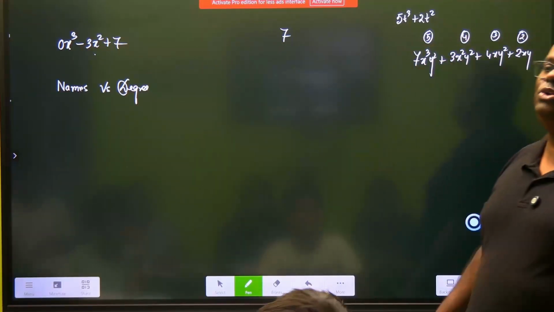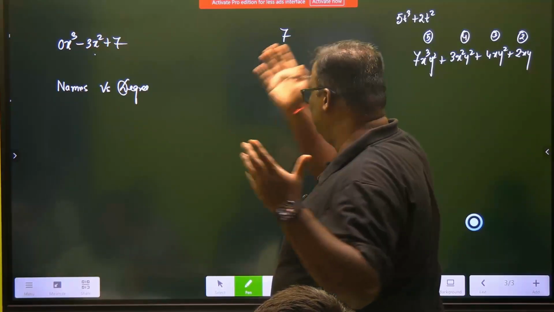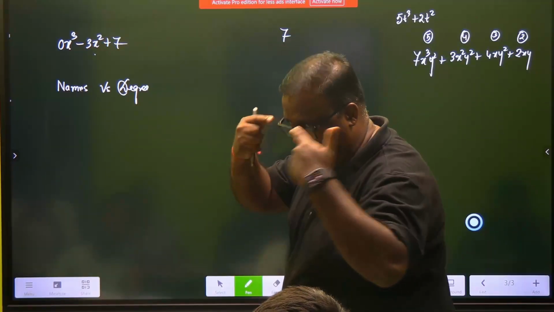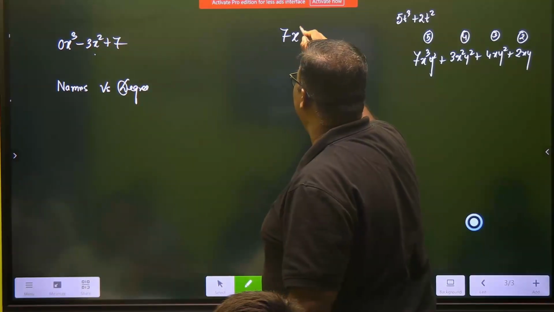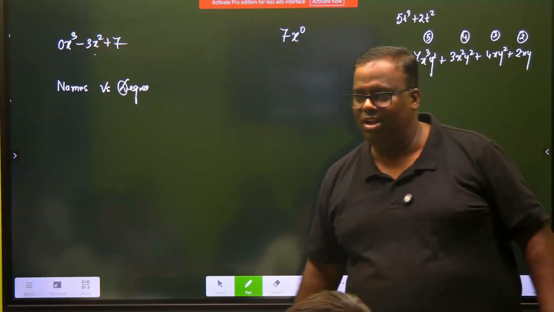Very good. 7 into x to the power 0. This is the answer. देखो देखो, be like Arjun. Don't see the bird, see the eye of the bird. 7x to the power 0. Does it have a variable? Yes. Who is the leading coefficient? 7. What is the degree?